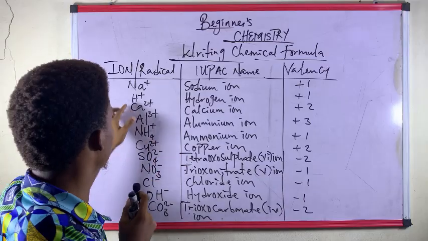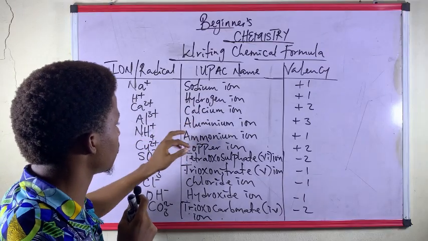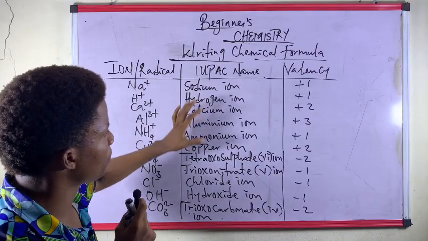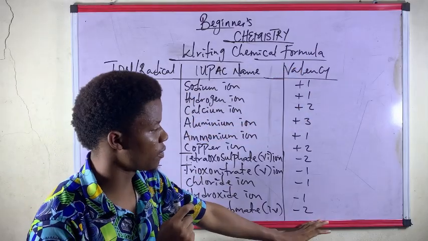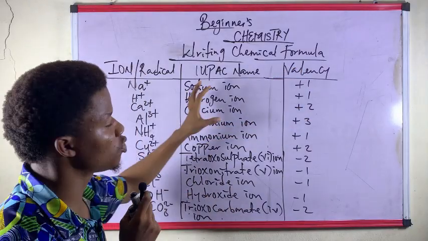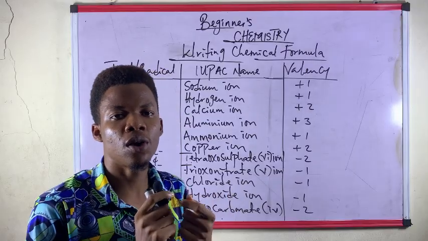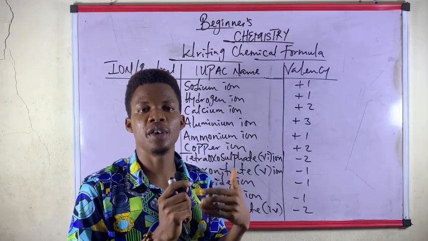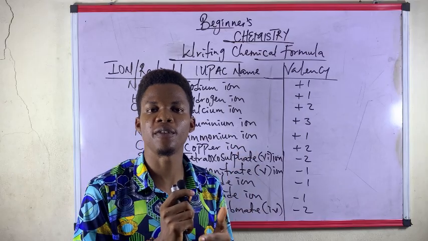Okay, so you need to know this: sodium ion, hydrogen ion, calcium ion, aluminium ion. So know them, the IUPAC name, and the valencies. All right, so why is it important for you to know the IUPAC name? In case you want to write the name of a compound, or you're given the name of a compound and told to write out the formula.